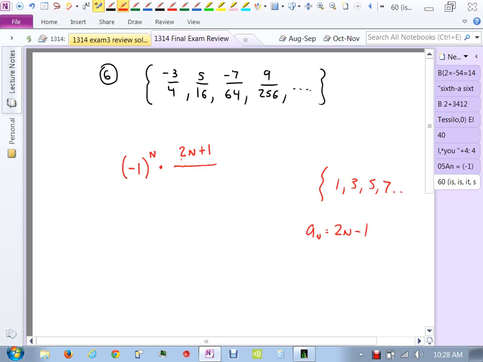What about the denominator now? They are multiples of 4. They're also powers of 4, aren't they? So it's 4 to the n. Since they're all powers of 4. When I plug in 1, I want a 4 to the first power. When I plug in 2, I want 4 squared. This is your sequence right here.